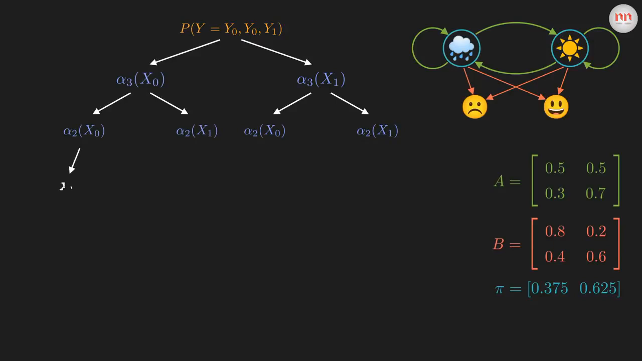Now let's focus on alpha 2 x0. This again can be found by taking two cases, alpha 1 x0 and alpha 1 x1. I hope you can write the formula for the parent node by yourself this time. The logic is the same as before. But what about alpha 1 x0? We can't decompose it any further, and we don't need to. We can find this from our known parameters. The probability of x0 comes from the stationary distribution, aka the pi vector, and the probability of y0 given x0 comes from the emission matrix. The same applies for alpha 1 x1.